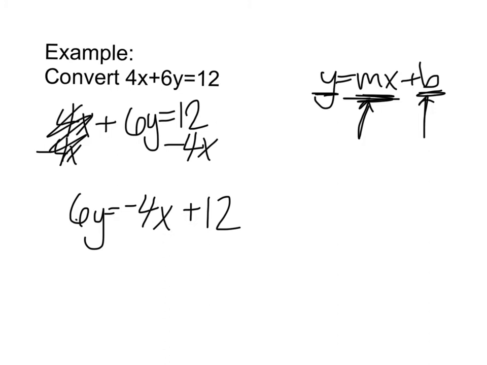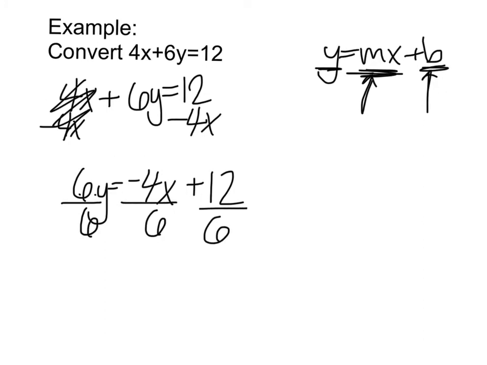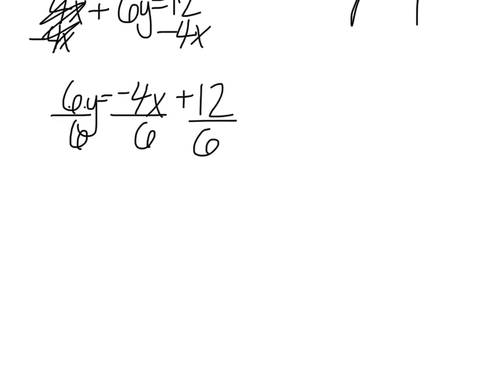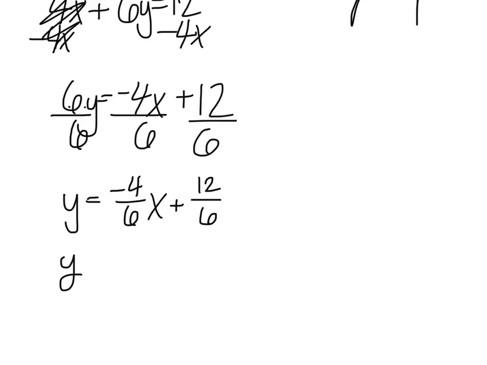Now, here you have 6 times y, so the opposite of that would be dividing by 6. Make sure you divide everything by 6. Let me scoot down a little bit. So then you get y equals negative 4 over 6x plus 12 over 6. Some of you probably know that you can just rewrite this, but I'm going to rewrite everything so that everyone can see the steps. Negative 4 over 6, you can simplify that. Divide the top by 2, divide the bottom by 2, and you get negative 2 over 3.